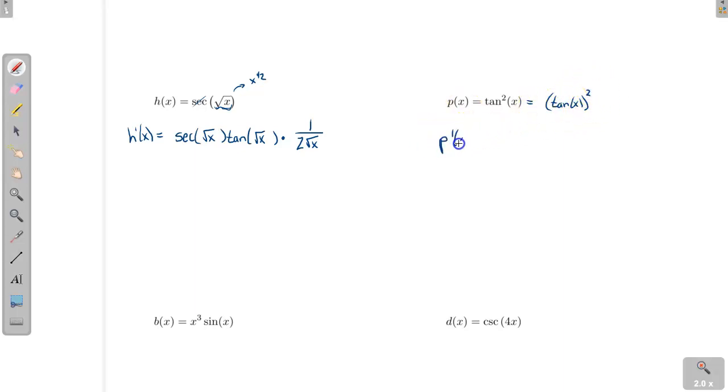So I'm going to take the derivative. The outside function for the chain rule is that 2. So I bring the 2 down, keep the inside the same, and subtract 1 from the exponent, so now it's tan to the first. Then I multiply by the derivative of the inside. The derivative of tangent is secant squared. That's my final answer: 2 tangent secant squared.